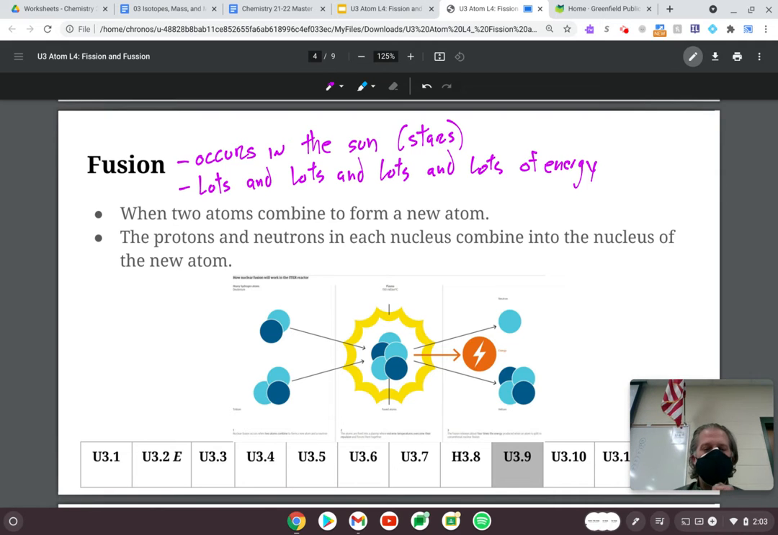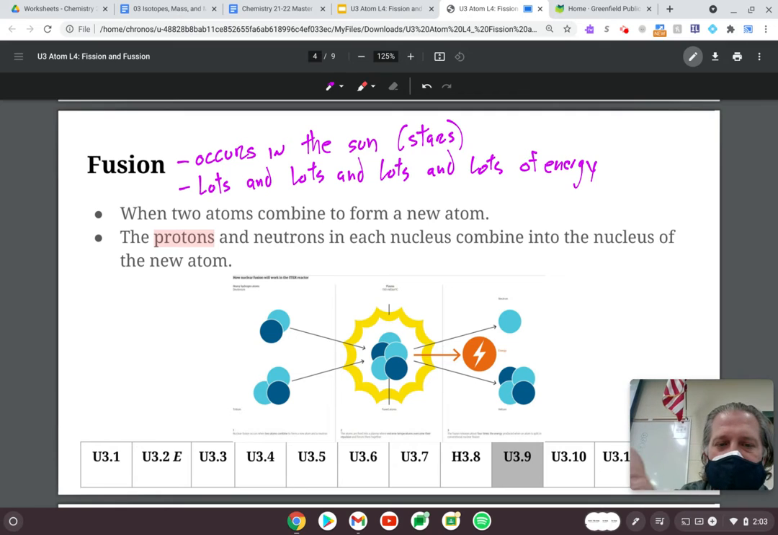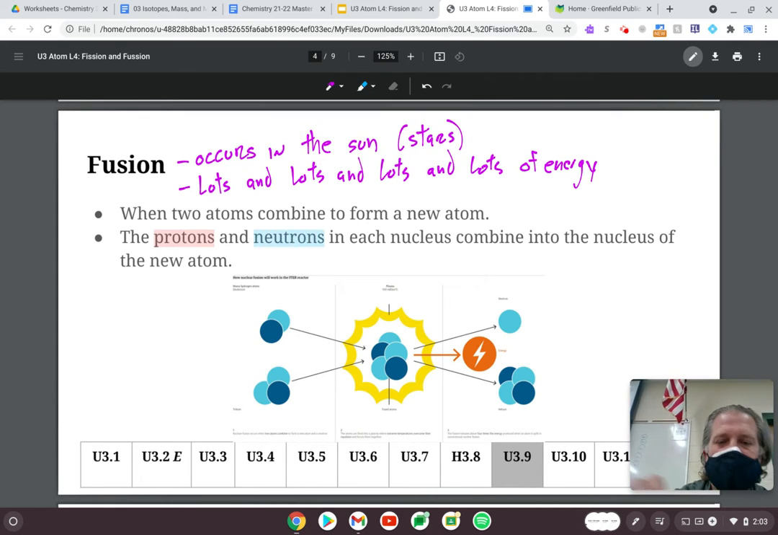Now, with that in mind, like I said, it's atom A plus atom B makes like atom E or something along those lines. The other thing that's important to remember is that the protons and the neutrons are combining into the nucleus to make the nucleus of the new atom.